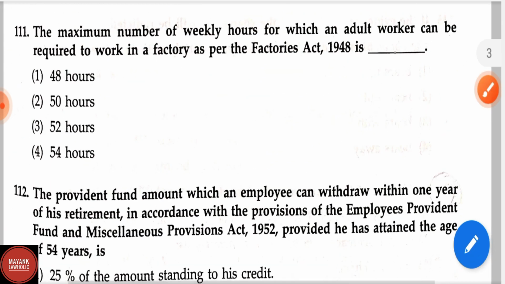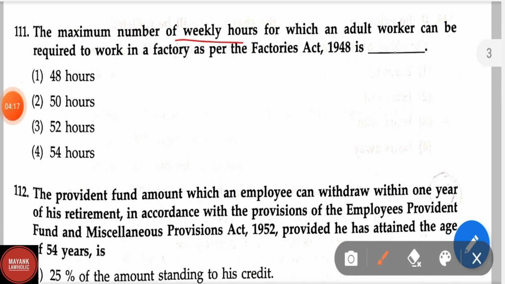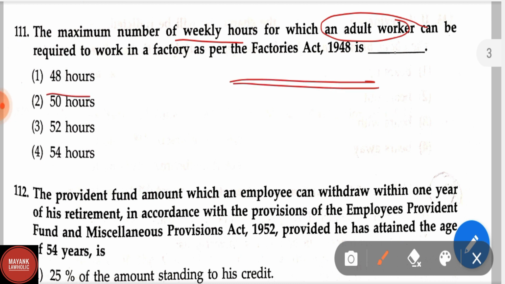Now let us see the question number 111. The maximum number of weekly hours for which an adult worker can be required to work in a factory as per the Factories Act 1948 is 48 hours, 50 hours, 52 hours, 54 hours. Maximum number of weekly hours, correct answer is option 1, 48 hours.